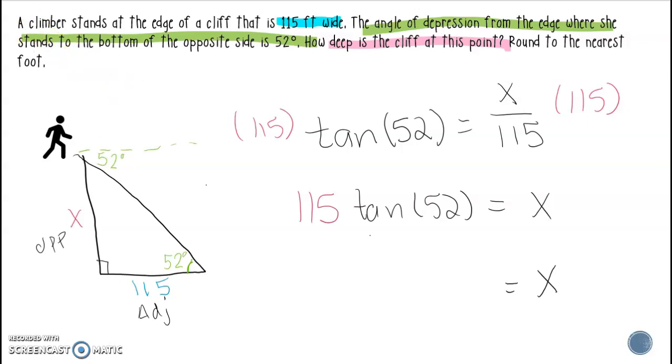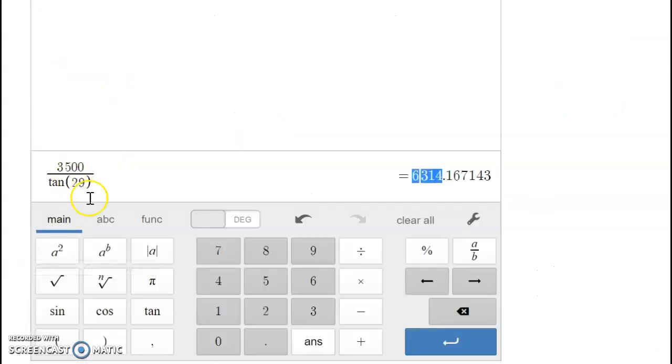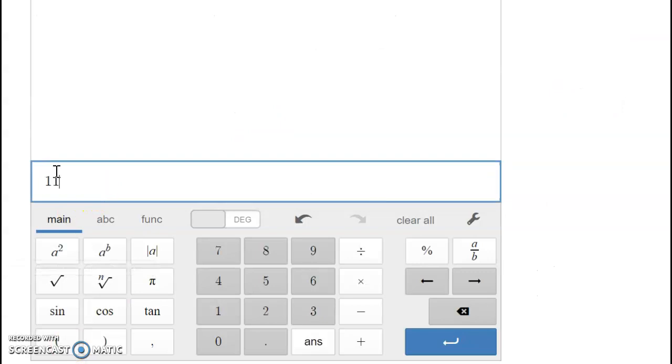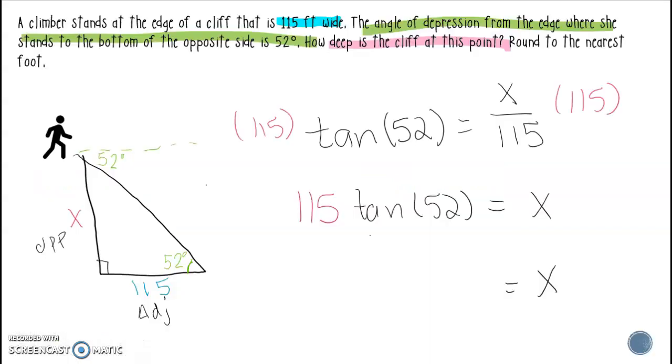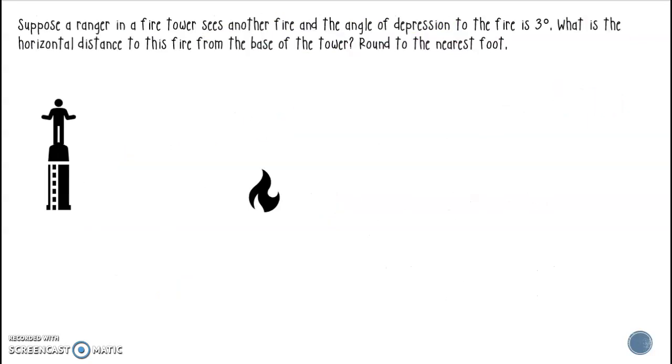So let's go back to our calculator. 115 tangent of 52, and we get about 147. So I know the depth of the cliff is about 147 feet deep. Let's do one more example.